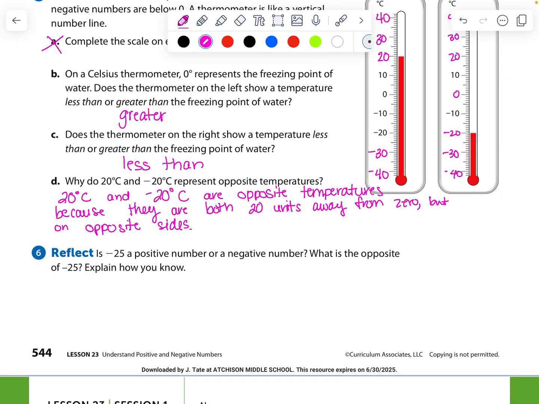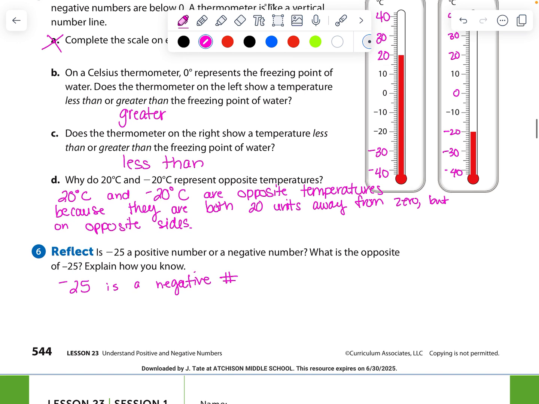Is negative 25 a positive number or a negative number? What is the opposite of negative 25 or minus 25? How do you know? So I kind of gave it away. But minus 25 is a negative number. Okay, and then what is its opposite? The opposite of minus 25 or negative 25 is positive 25, or I can write it like that, or I can just write it like that.